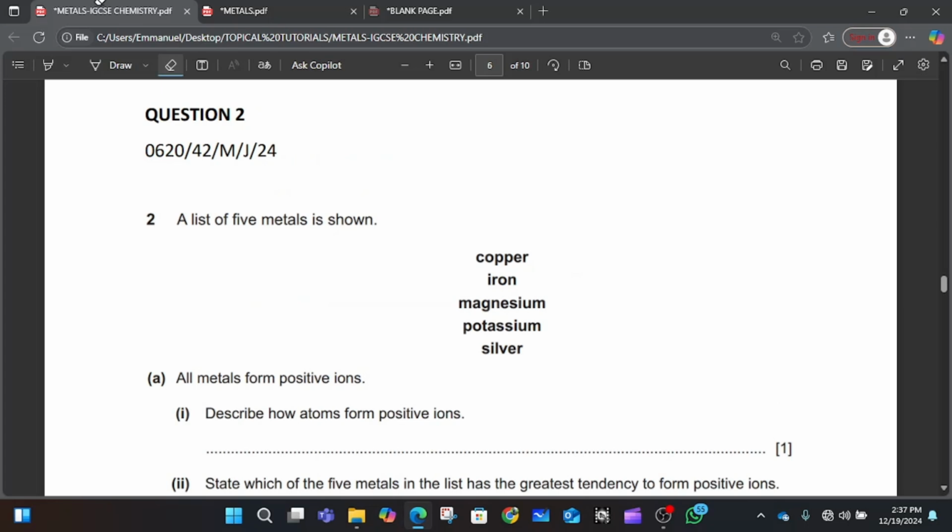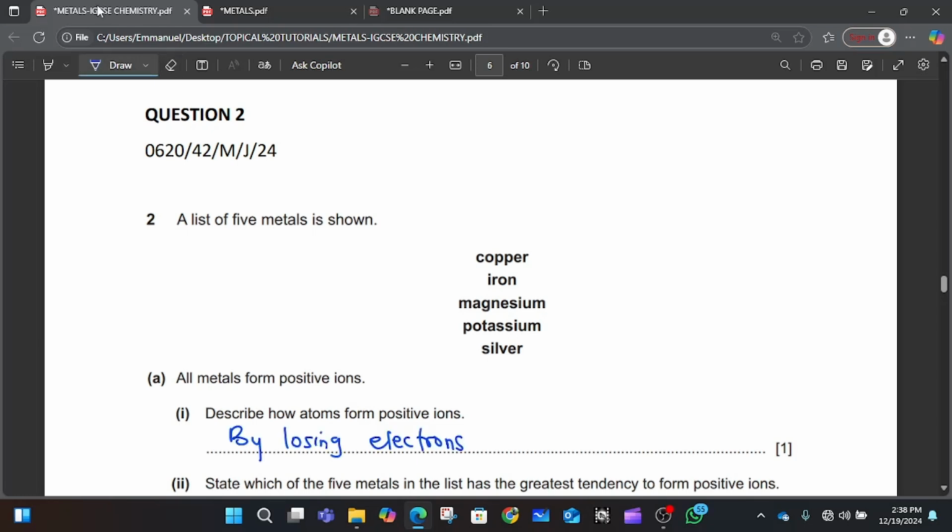The next question is question 2 of May June 2024, paper 4-2. Question 2, a list of 5 metals is shown: copper, iron, magnesium, potassium, and silver. A. All metals form positive ions. I. Describe how atoms form positive ions.